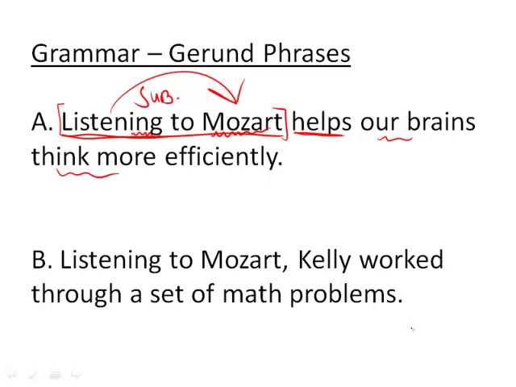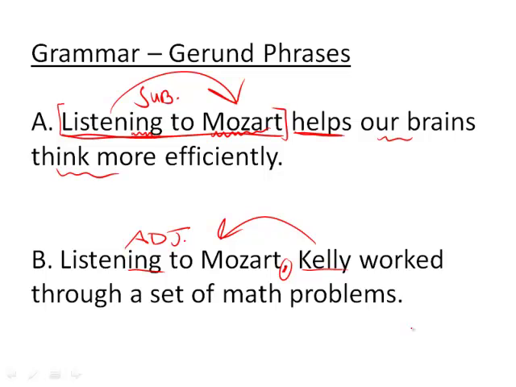Listening to Mozart, comma, Kelly worked through a set of math problems. Now, notice the comma. And if you just came from watching the participle phrases, you should say, hey, I know this. We're describing Kelly. There's a comma behind here. And we're describing her. That's obviously an adjective clause going on. And it begins with a gerund. So guess what? We're dealing with a participle phrase. And notice how it's very different. This is not a subject in and of itself. You couldn't say listening to Mozart, comma, work through a set of math problems.